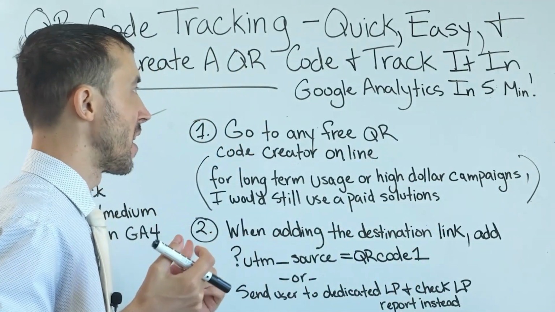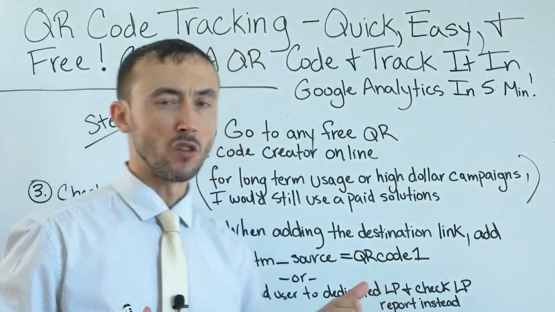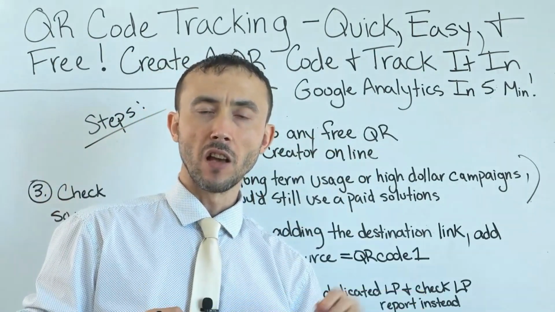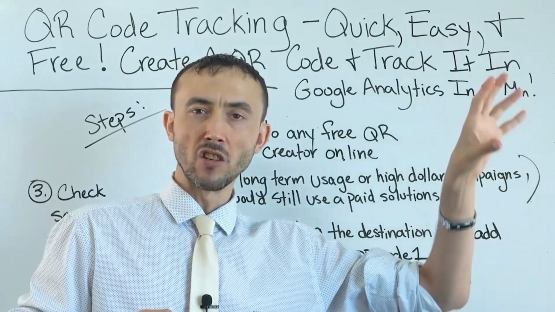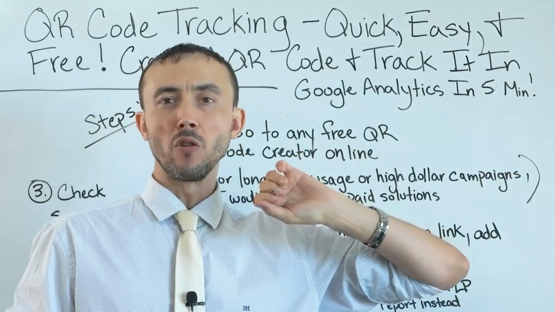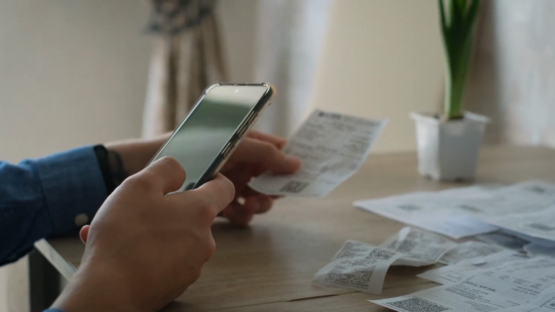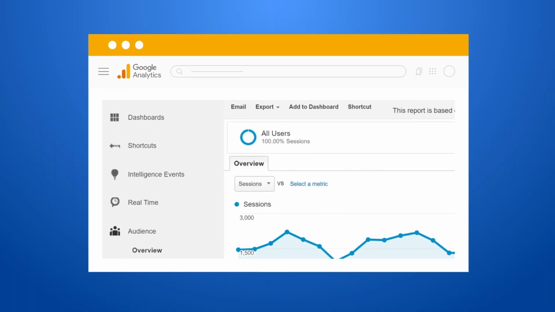And if you have Google Analytics, this is even easier because you just have to change your website URL slightly to add something at the end of it that doesn't change where you can still send people to wherever you want to go. And then each person who uses your QR code is going to show up in Google Analytics. You'll know exactly how many people used your QR code.